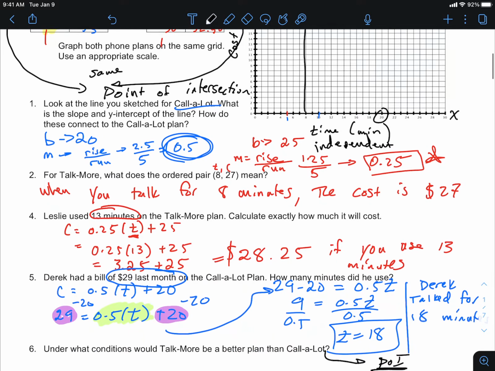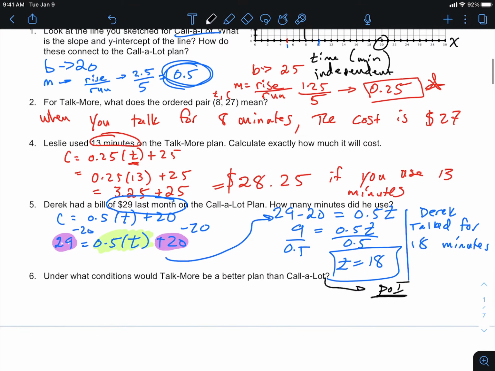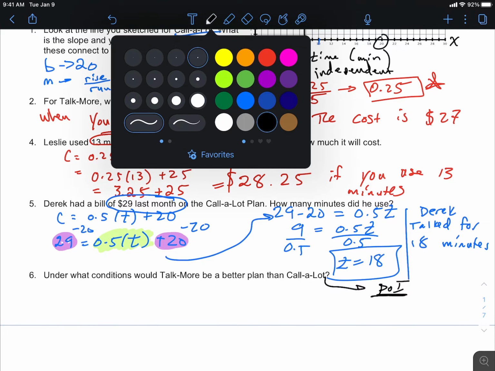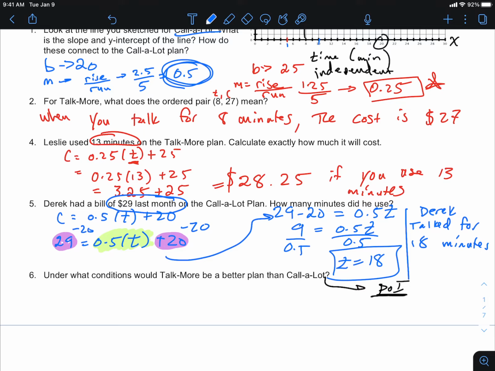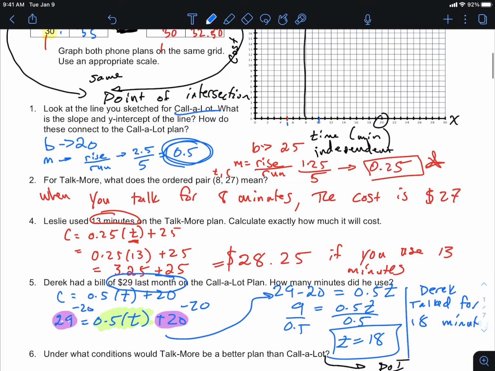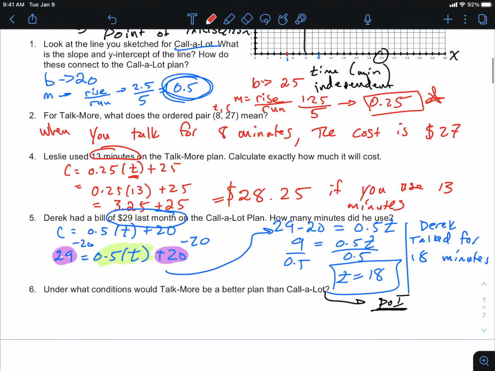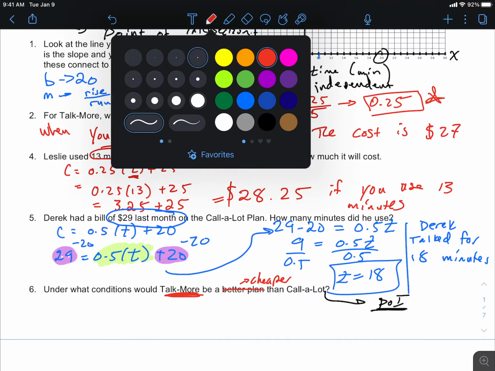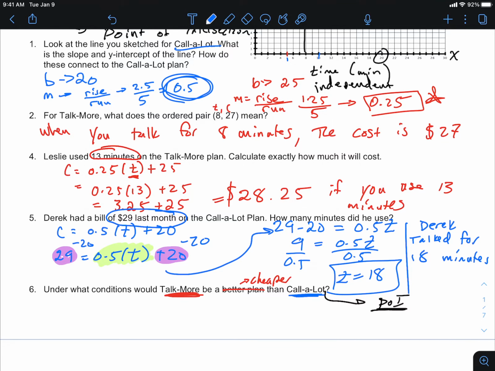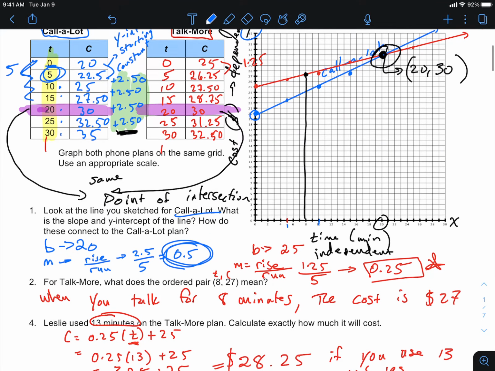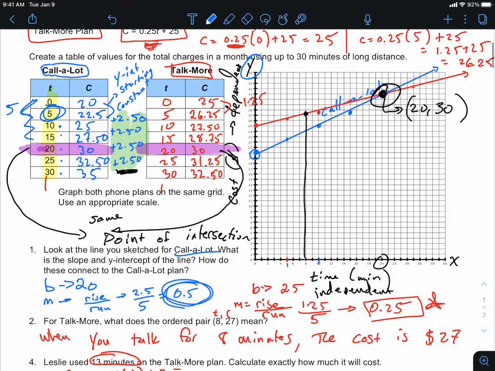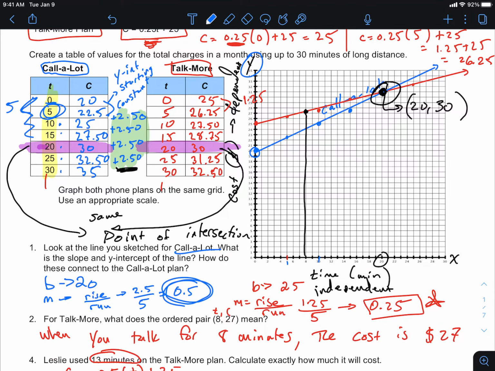It's saying, under what circumstances or conditions would the talk more, the blue one, talk more is red. Under what conditions is the red graph a better plan? What does this mean? Cheaper. Under what conditions is the talk more plan cheaper than the call a lot? Right? So you're looking at the comparison between the two graphs. So you go up and you say, okay, I want to know when the red graph is cheaper than the blue graph.